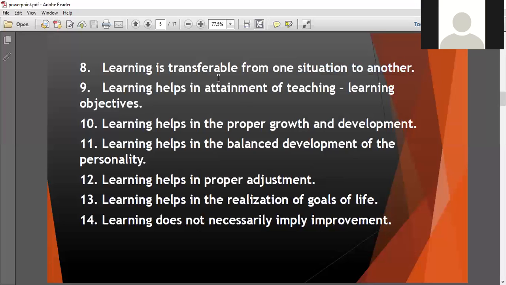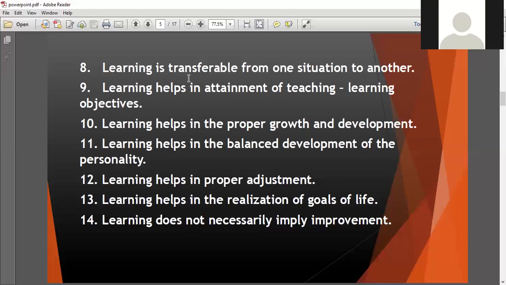And then learning helps in attainment of teaching learning objectives, of course. That is, we are looking at schools, universities, colleges. So there is a certain set of objectives, and experiences planned by teachers are actually aimed to achieve those objectives. So that is also learning, and this learning is shown in the form of assessments, planned maybe at school level, class level, or at the board level.